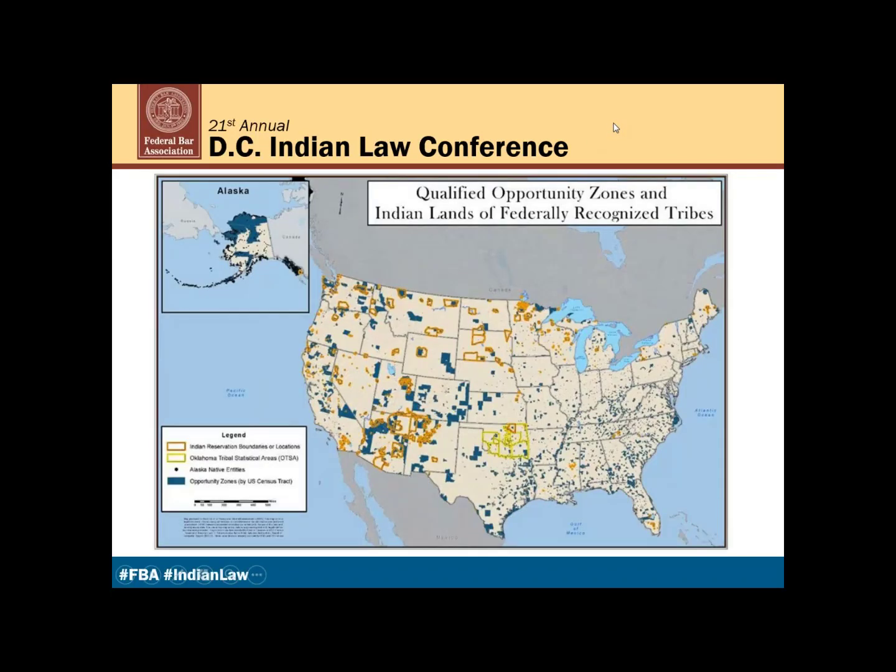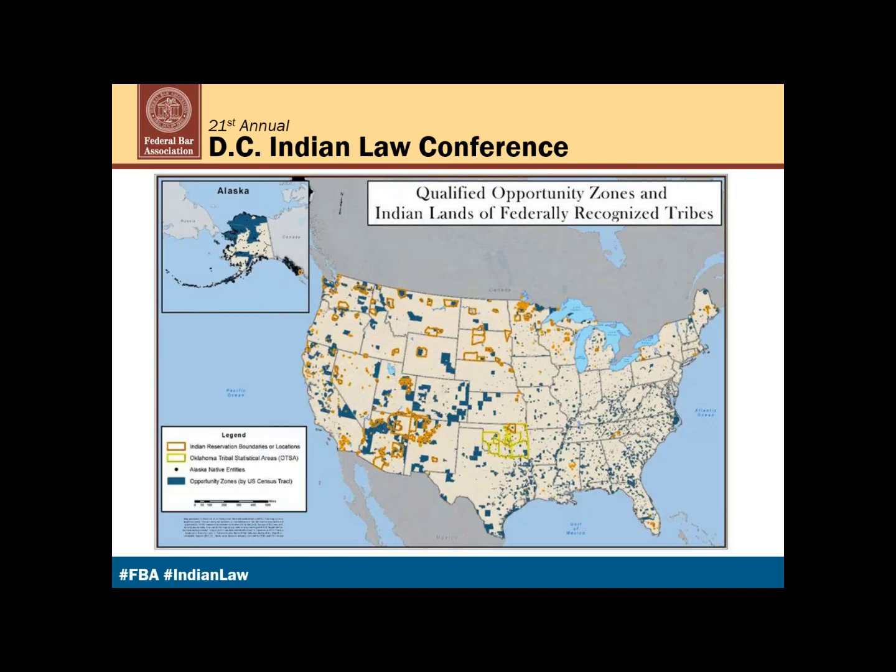Now, here's that map that I mentioned before. As you can see, the gold and yellow outlined areas are Indian reservations and Oklahoma tribal areas. The black dots in Alaska are Alaska Native entities. And then the blue shaded areas are opportunity zones that were created and designated by the various governors in the states. And as you can see, there are blue and gold designated areas, and in some places they overlap. The map provides you a good visualization of where they overlap.